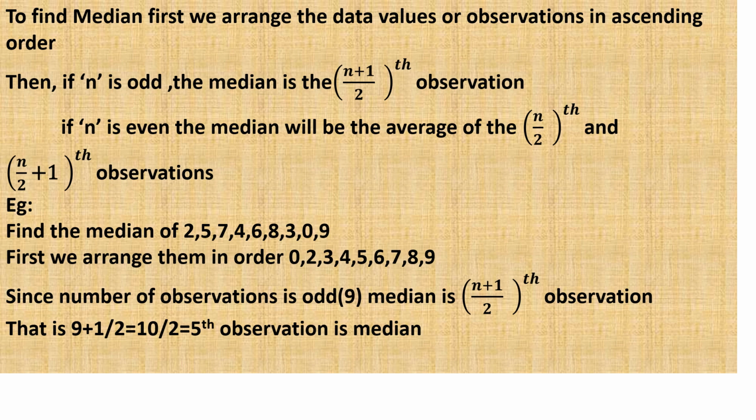So here the 5th observation means we have to take that. This is 1, 2, 3, 4, and this is the 5th observation. So the 5th observation will be the median. Here the 5th observation is 5, so hence the median of the data is 5. That is if n is odd. If n is even, we will check how the median will change.